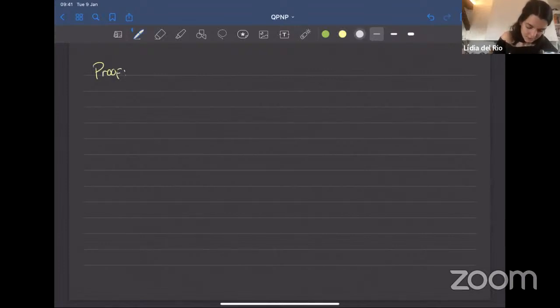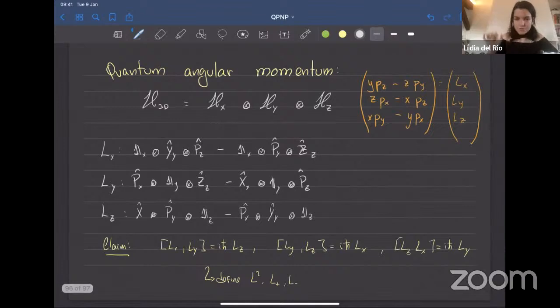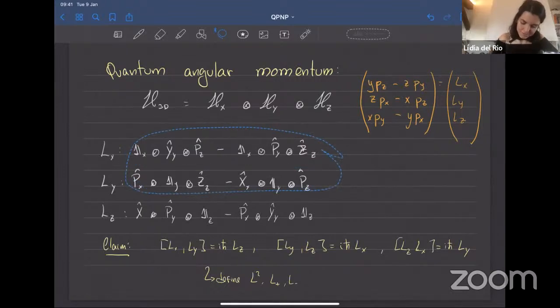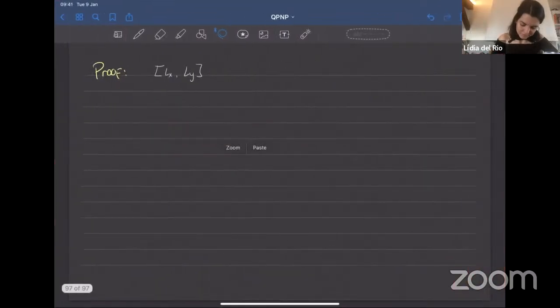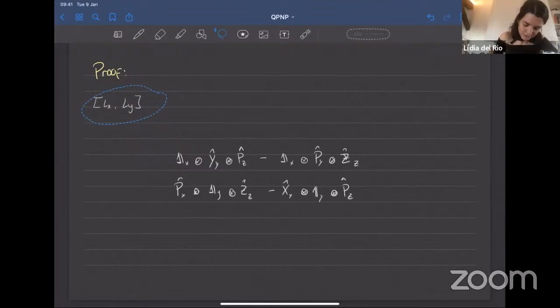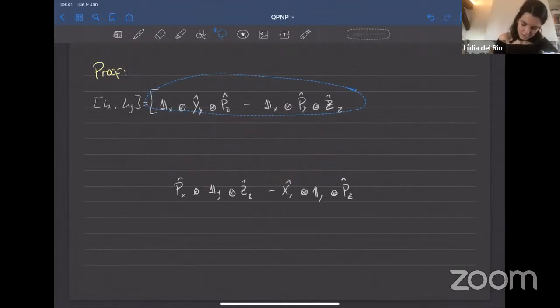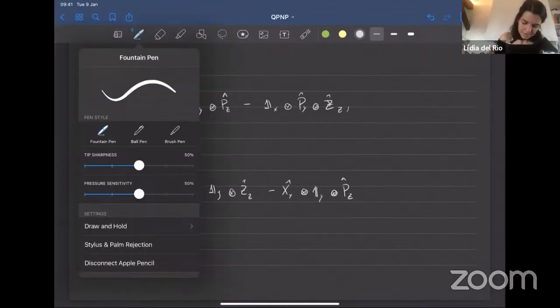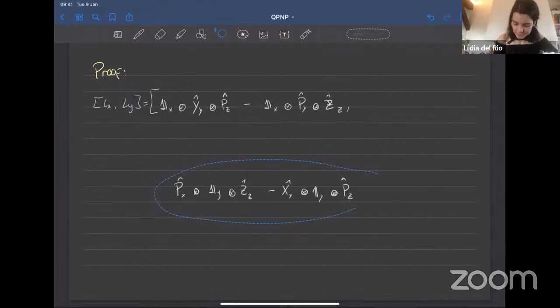Proof. So the commutator of Lx and Ly. Okay, you can do it extensively: you can really write all of them and compute all the commutators by hand. I found a kind of trick. So let's copy this too and put this here. This is equal to the commutator between these two operators, right? This and this one.